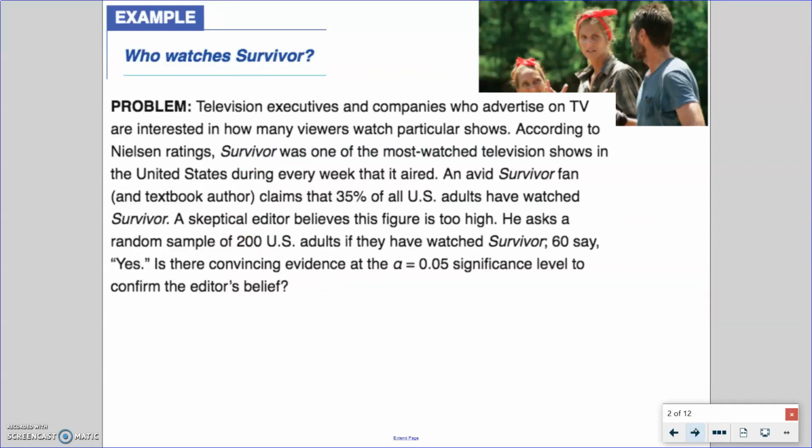So here's an example problem. My husband and I actually really like watching Survivor. Right now we're watching season 40, which is really good because it's all the winners from the past 40 seasons. They got a bunch of them. And anyways, I'm geeking out over it because it's really good.